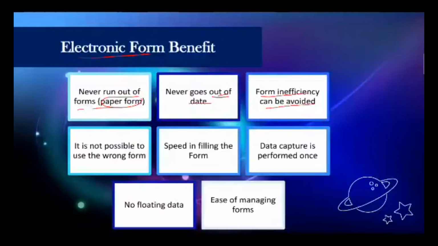Okay, and then it is not possible to use the wrong form. Like I said, with electronic form, one of the benefits is there is no wrong form, since when you want to make a course plan, you have to input your plan in the electronic form for a course plan. If you get another form in the display on the computer, you can see that there is the wrong form.